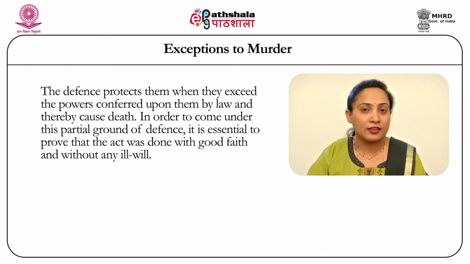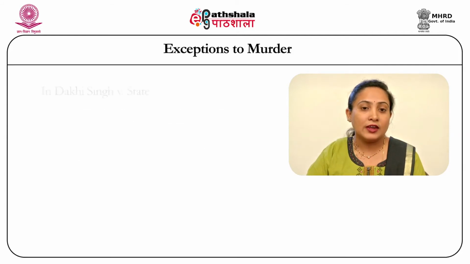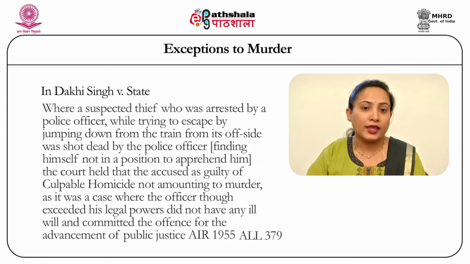In fact, we have a case in which a public servant gets this partial ground of exemption, and that is Dhaki Singh versus State, where a suspected thief who was arrested by a public servant was trying to escape by jumping down from a train from its offside and was shot by the constable who had apprehended him. Now, the only reason why he shot at the victim was that he felt that he would otherwise lose the custody of that particular person.